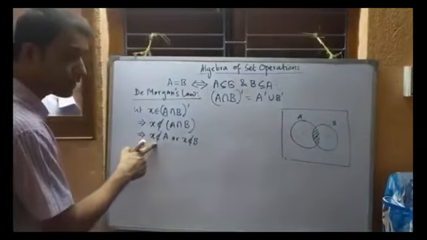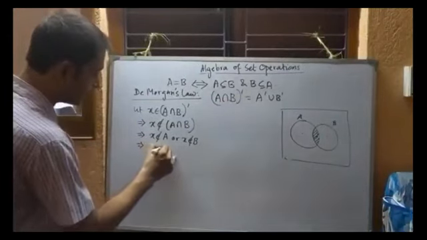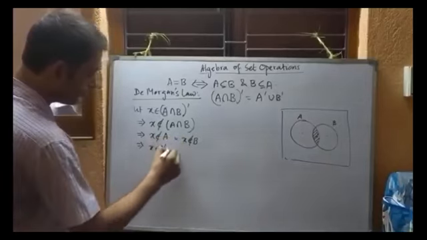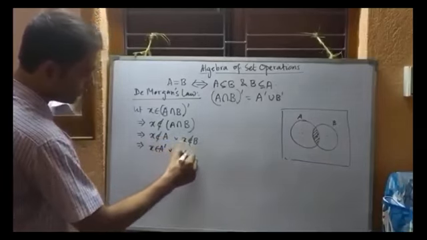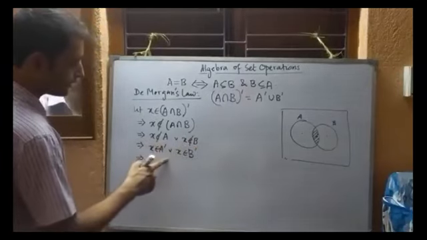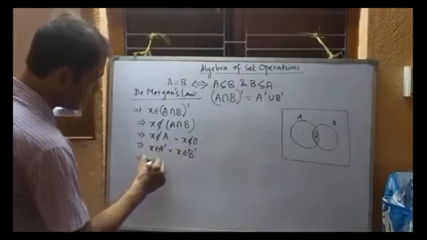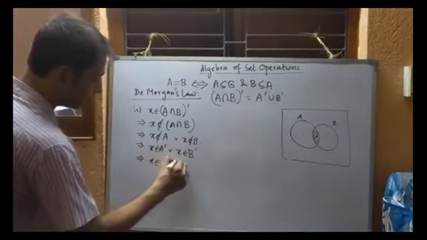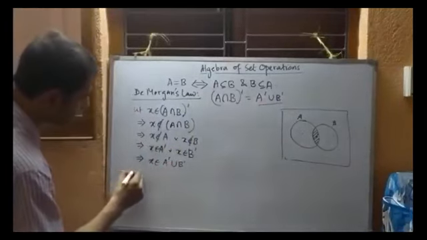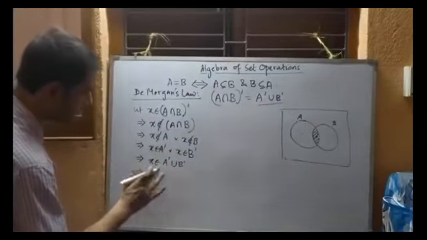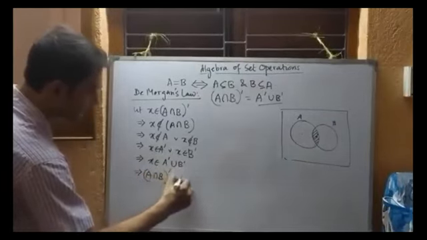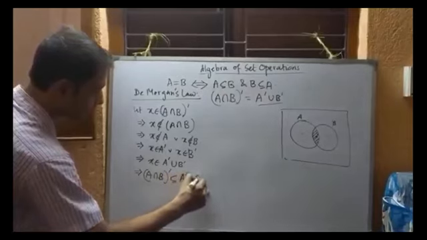So if x is not in A, we can write x is in A complement. Or, we write this symbol for or, x is not in B means x is in B complement. So from here, see, it is the condition for union. We can write x belongs to A complement union B complement, and this is the right hand side. So we can say from here that the complement of A intersection B is a subset of A complement union B complement.